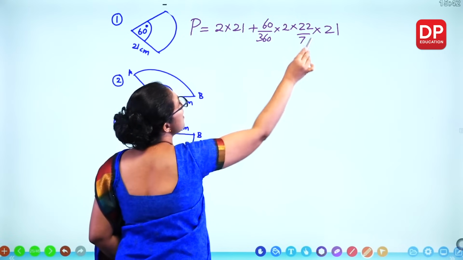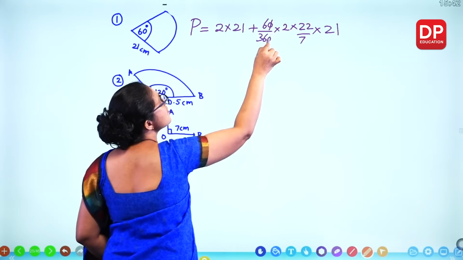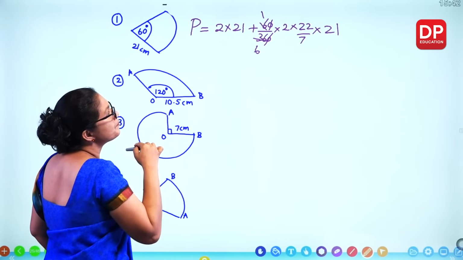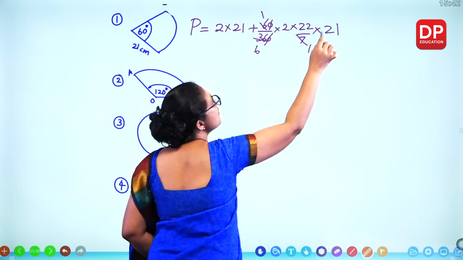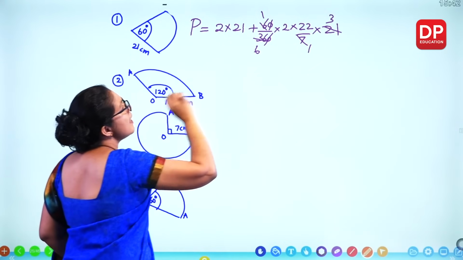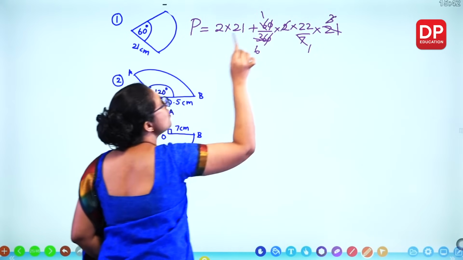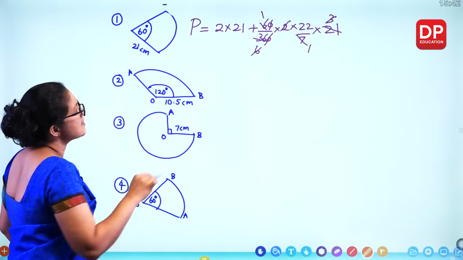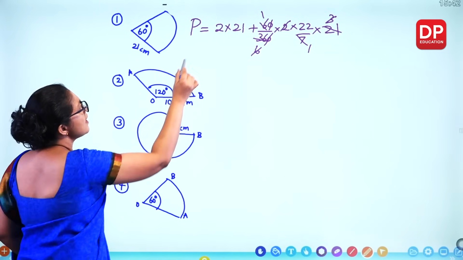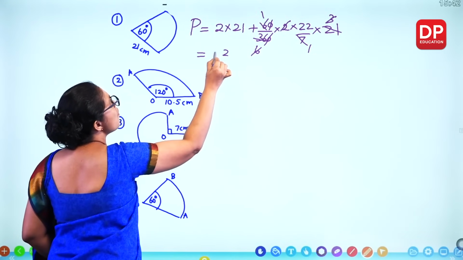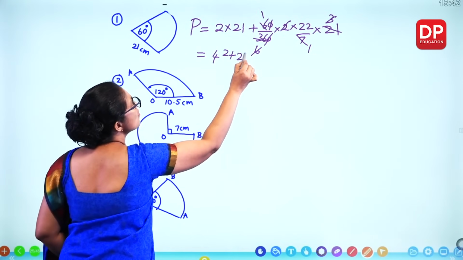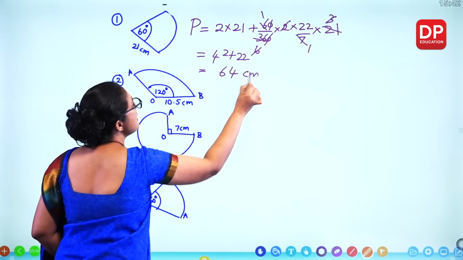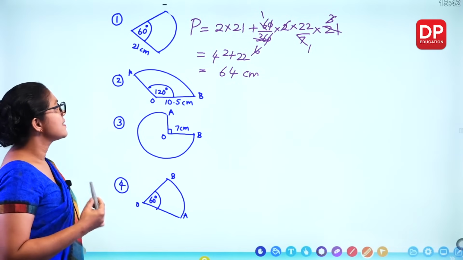We'll simplify this part first. I can see 0 and 0 get cancelled out. 6 and 36, you get 6 here. What else can we cancel out? 7 with 21, you get 3 here. And this 3 and this 2 become 6, which gets cancelled out with this 6. So what's the answer there? You get 22. Here 2 times 21 is 42. 42 plus 22, what's the answer? You get 64 centimeters as the perimeter of this sector.